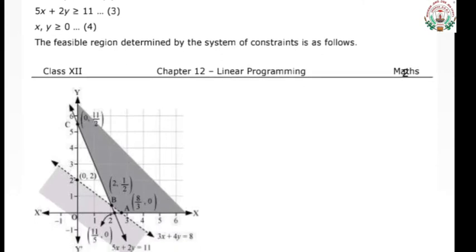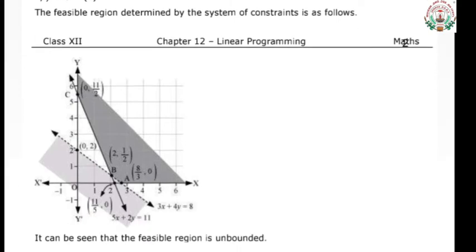Now here we can see that it is not a closed region, it is an unbounded region, not a bounded region. So we are having the points A, intersecting point B, and C. On the x-axis we are having the point A, on the y-axis we are having the point 0, 2, and the intersecting point B.